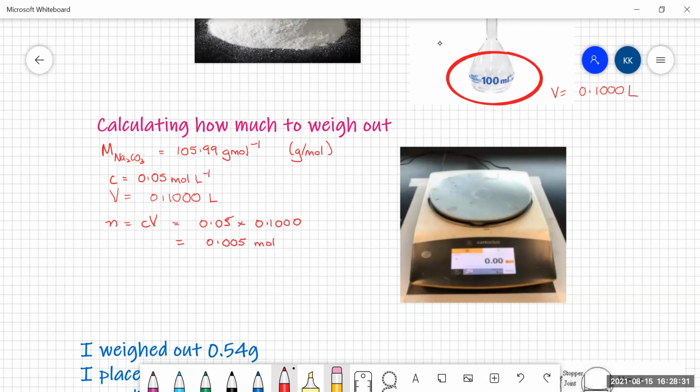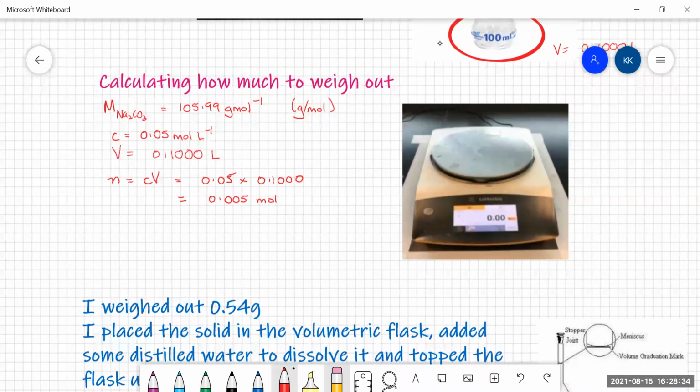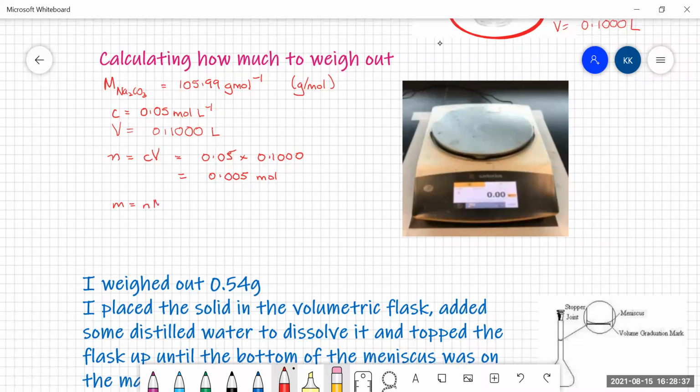Now it's a matter of converting that to a mass. So we know that mass is equal to moles times by molar mass. So here we've got 0.005 moles times by 105.99. So the mass we're going to need to weigh out is around about 0.53 grams. And so my balance weighs out to 2 decimal places, which is why I've expressed my mass there to 2 decimal places. But I don't need to weigh out exactly 0.53 grams. I just need it to be in that range.